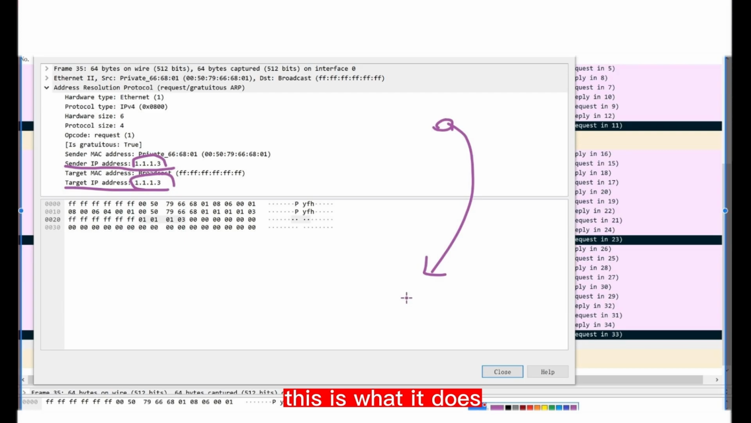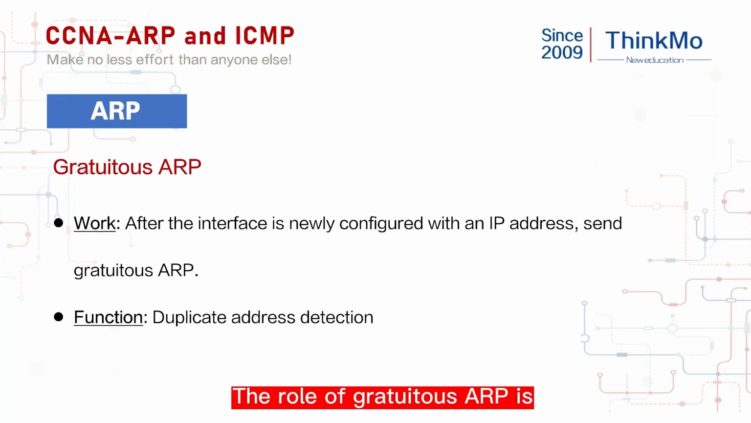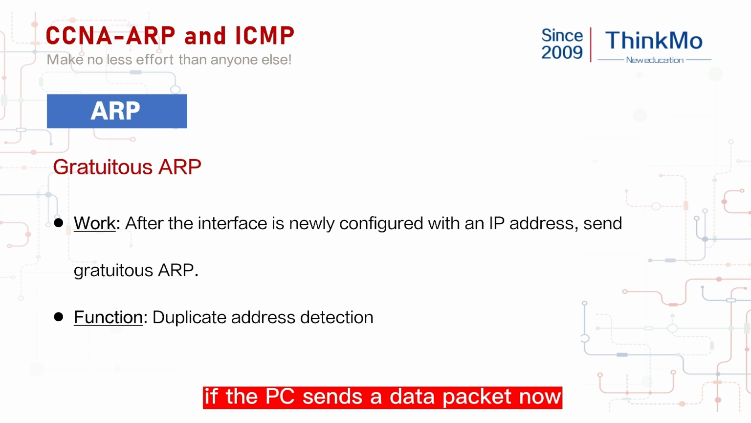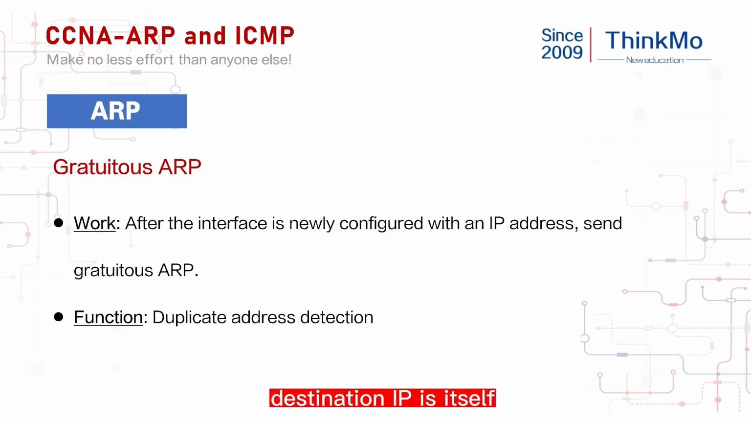This is what it does. The role of gratuitous ARP is duplicate address detection. I ask you a question. If the PC sends a data packet now, the destination IP is itself. The target IP is also itself. Now the peer has received it.